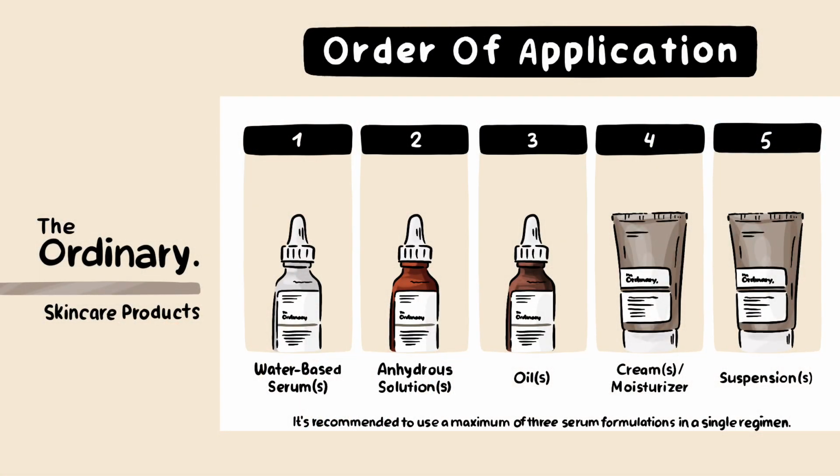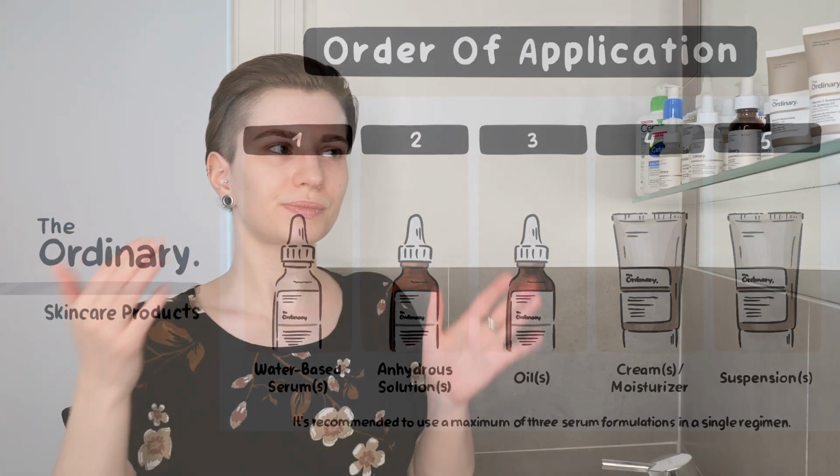So based on their formulations, they say start off with water-based serums. Then move on to the anhydrous solutions, then an oil, and then your moisturizer, which is basically the cream, and then lastly the suspension. So this would be just keeping the focus on the ordinary products itself. So please keep this in mind. And based on that, I have set up the routine as well.